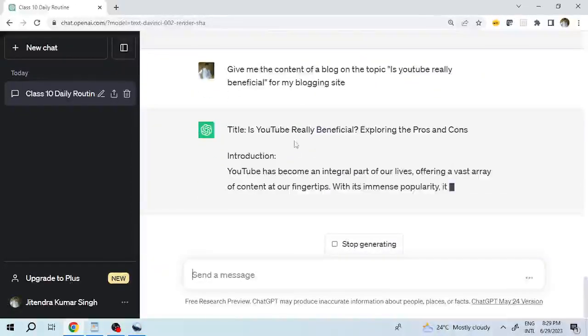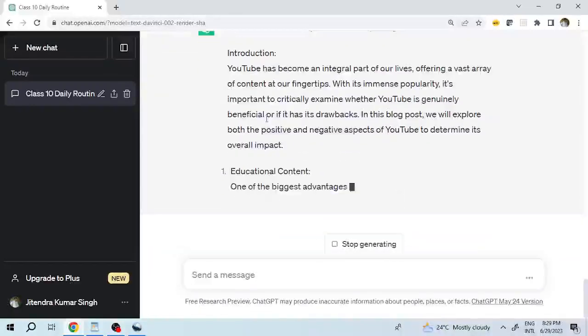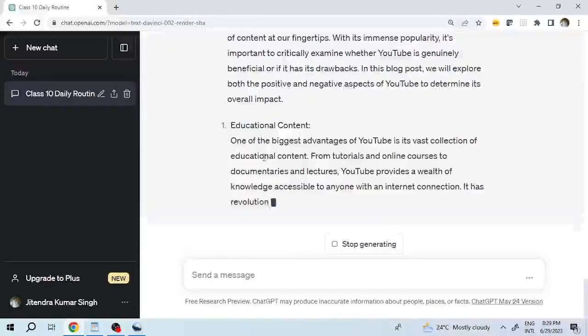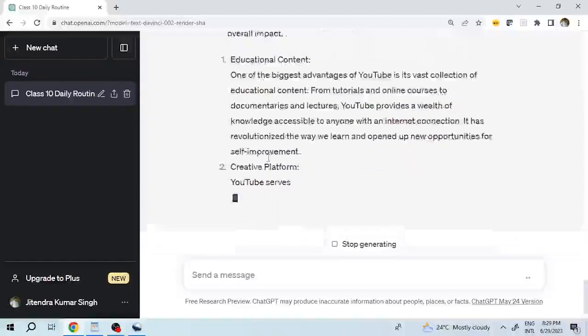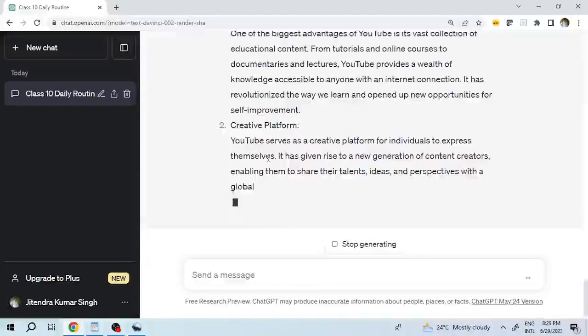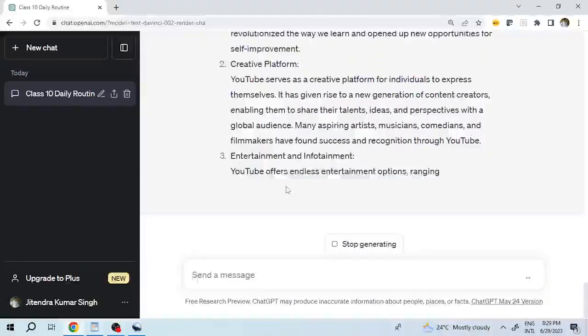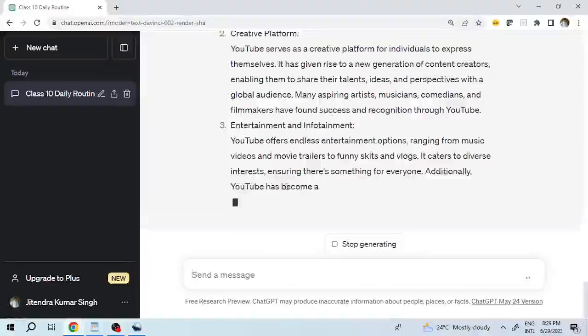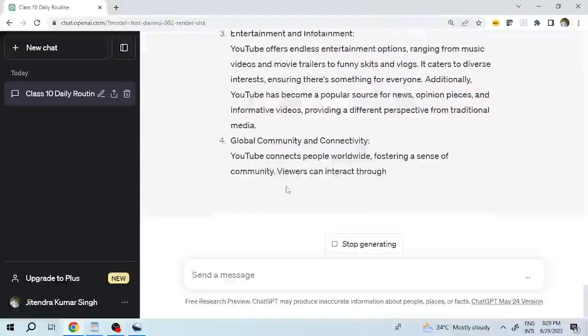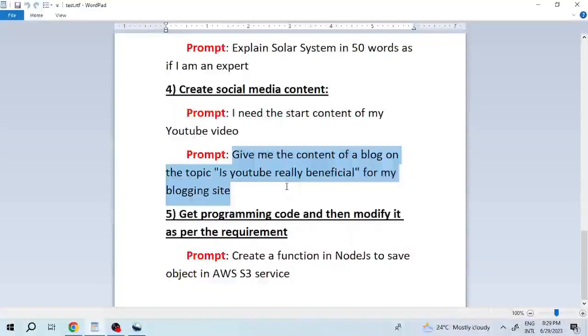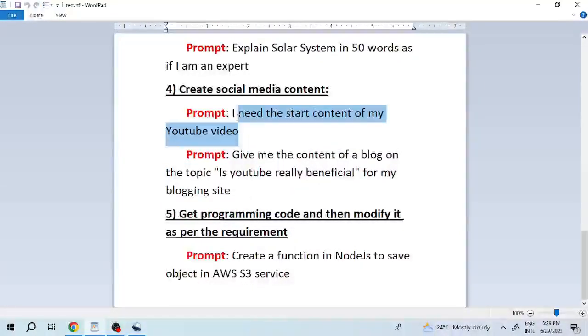So see here, it has started, it has given the title, now it is giving the introduction, educational content. So it is creating one blog, and this blog is full-fledged, we can use it directly in our blogging site. So this way we can create blogs, and even suppose we want to create some description or title or even hashtags or tags for our YouTube video, that can also be done. So therefore we will have to provide the proper prompt.